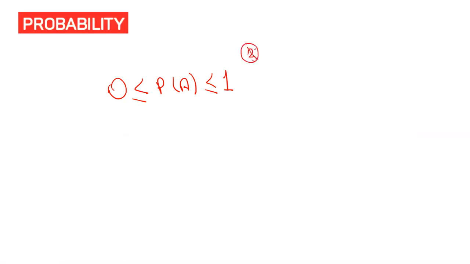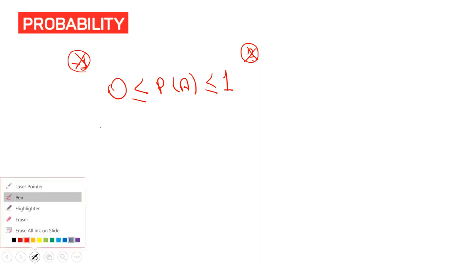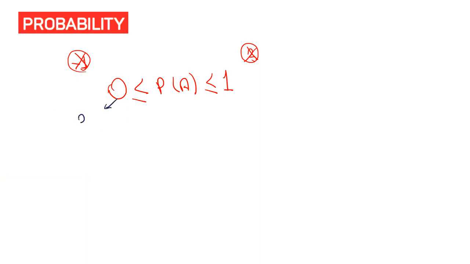It cannot be like 2, 3, 4. It cannot be negative 2. You cannot say that probability of something is negative 1, something like this is not possible. So if the probability of something is 0, you can say this one is 0%, or you could call this one an impossible event. And if the probability of something is 1, you can say 100%, or you can say certain event.